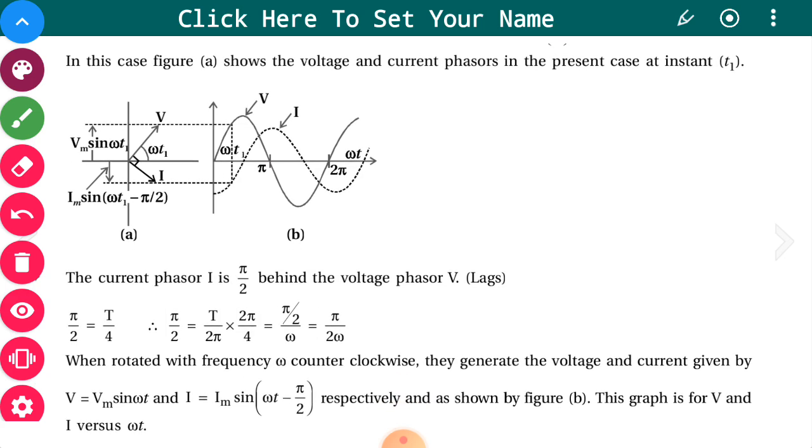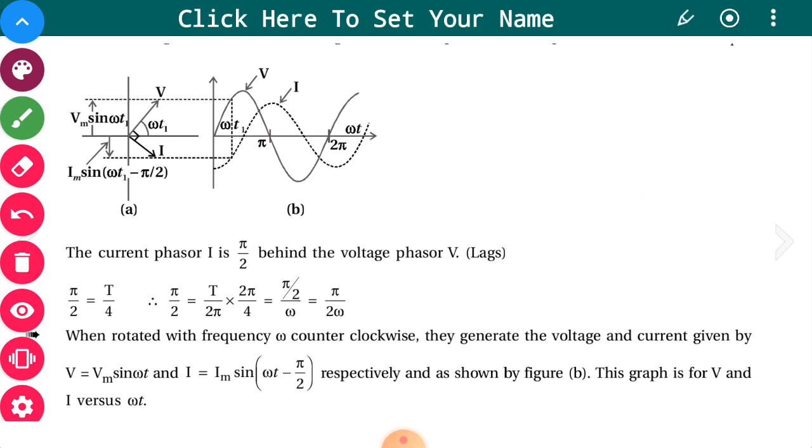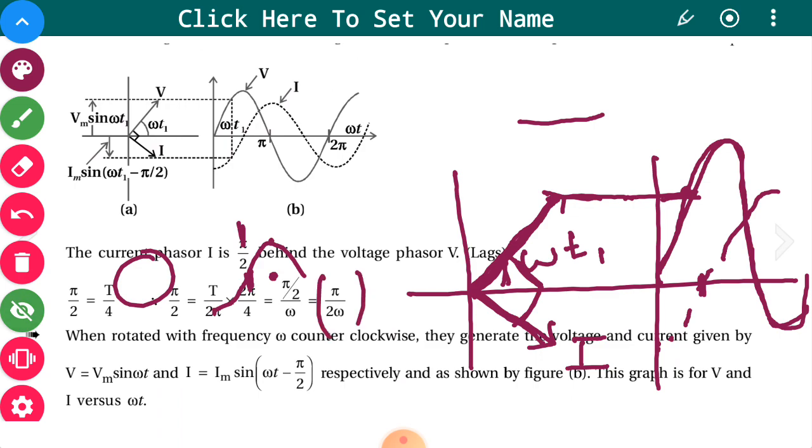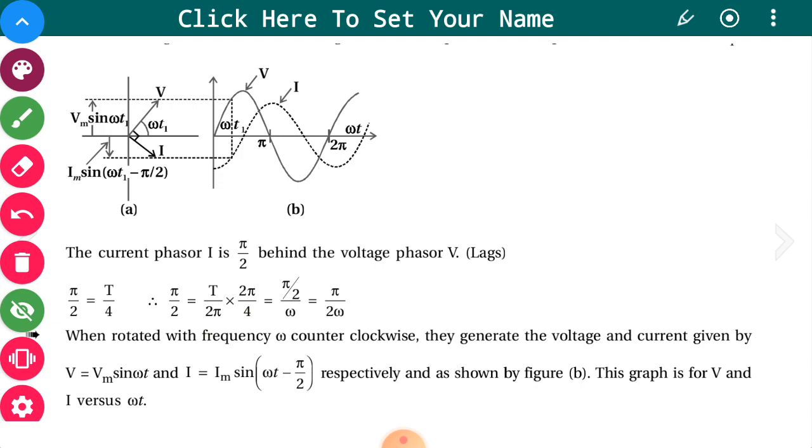Now the current phasor I is pi by 2 behind the voltage phasor V, or we can say it lags. Okay, so pi by 2 is nothing but T by 4. So T by 4 is equal to T upon 2 pi, multiplied and divided, so pi by 2 divided by omega, it becomes pi upon 2 omega. The value of this time will be pi upon 2 omega.